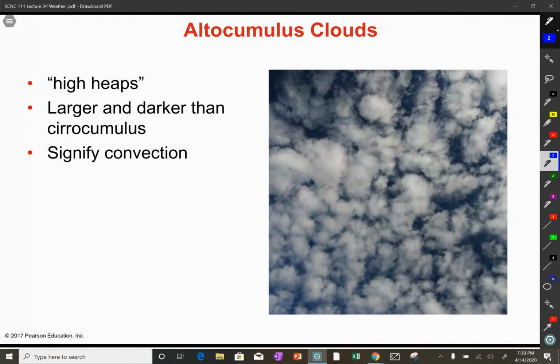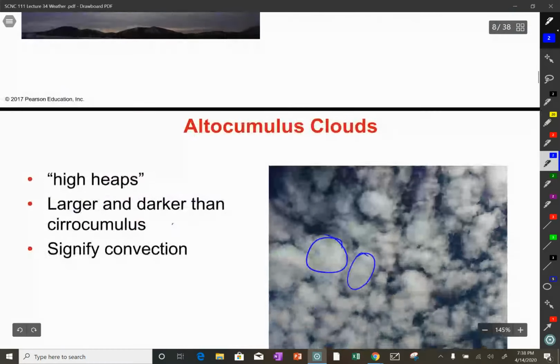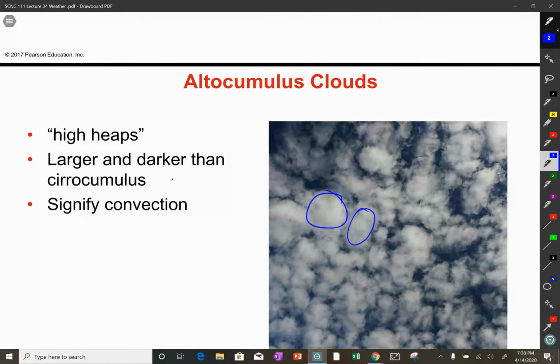Now we get to the mid-level ones. Alto still means high. So altocumulus means high heaps. Cumulus, so you have these cotton ball things, but now they're bigger. They're bigger, they're lower. They're larger and darker than the cirrocumulus. Remember, these are the cirrocumulus. So larger and darker. And once again, they signify convection currents.